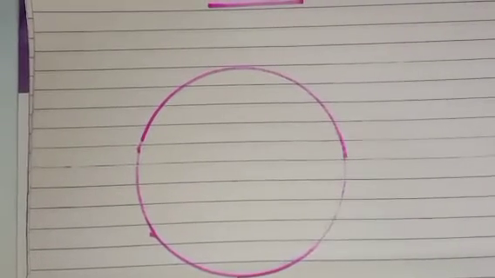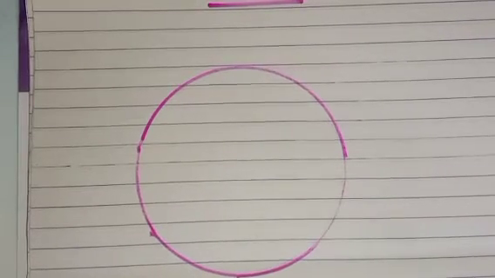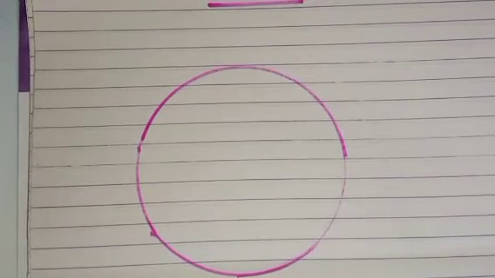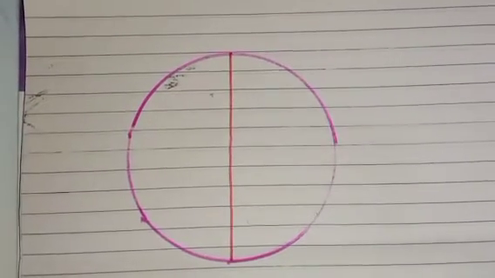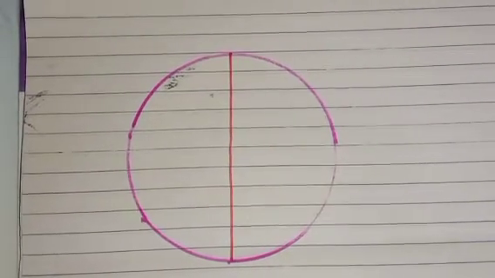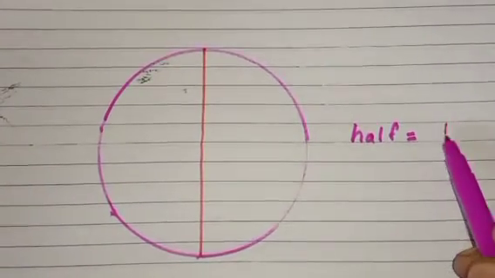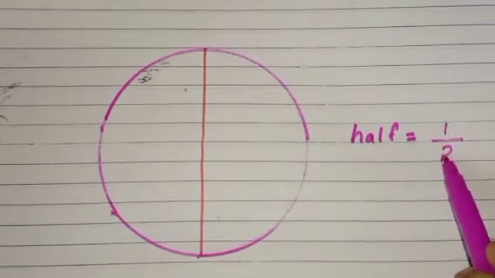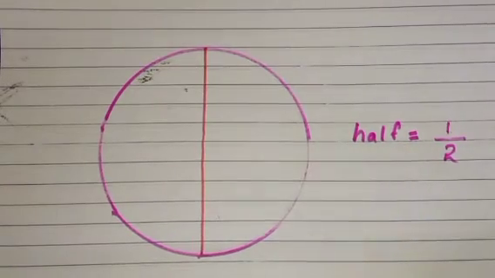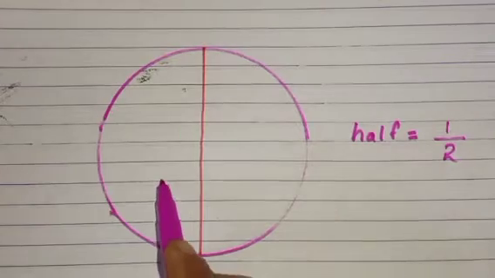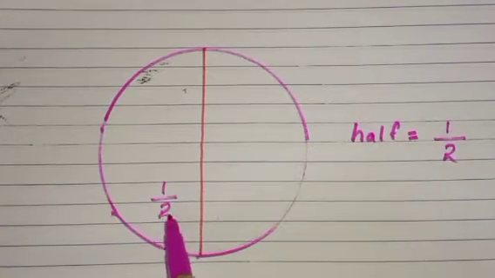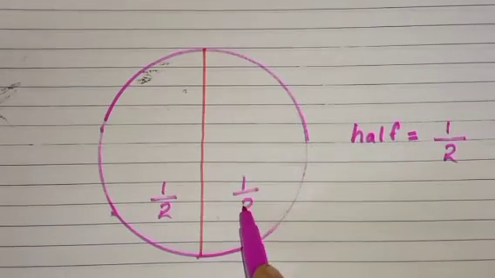So, this is one circle. I divide this circle into two equal parts. So, there are two halves. We can denote the half as 1 by 2. So, here two halves are there. This is one half, that is 1 by 2. And here also 1 by 2.